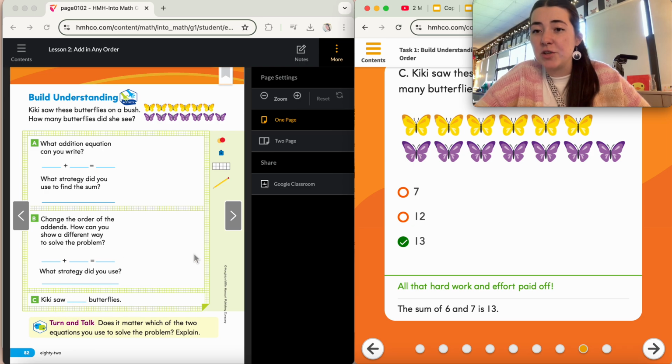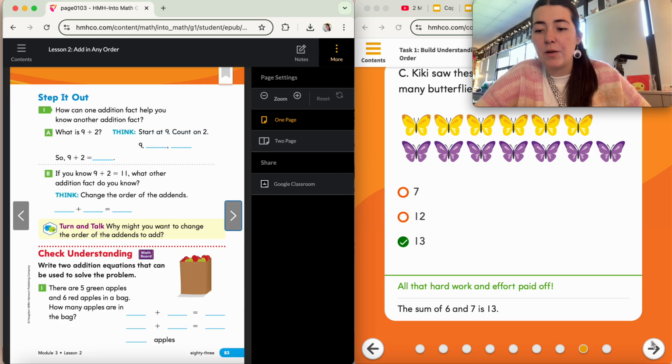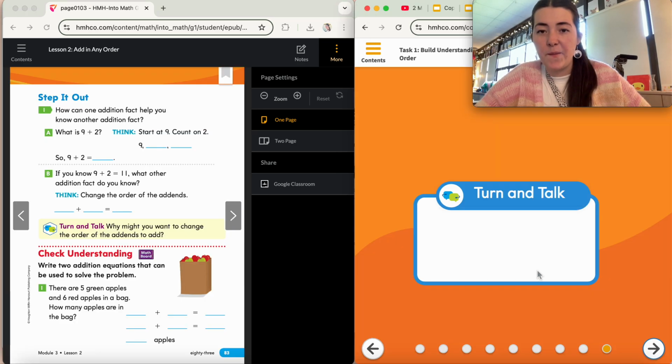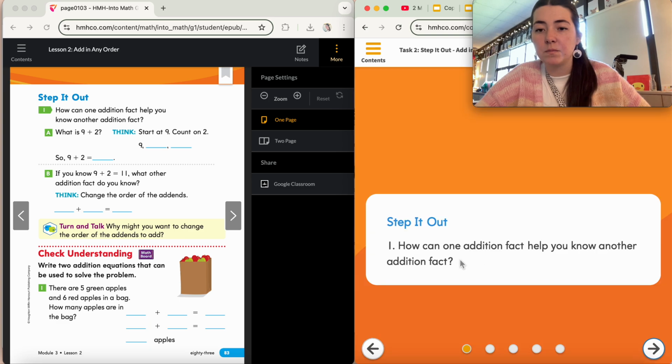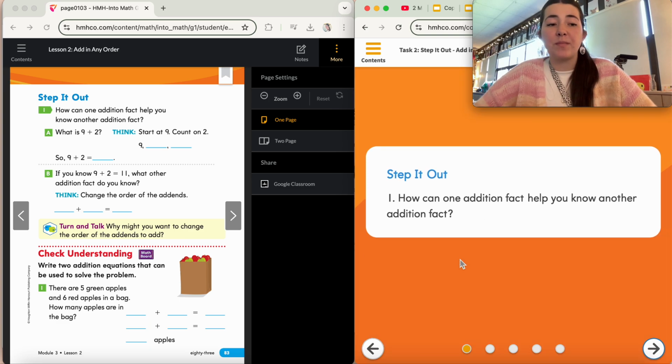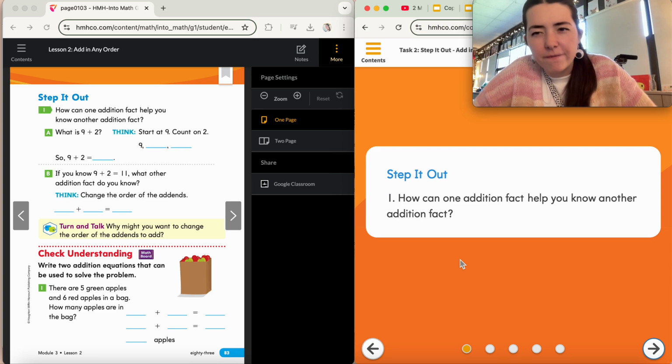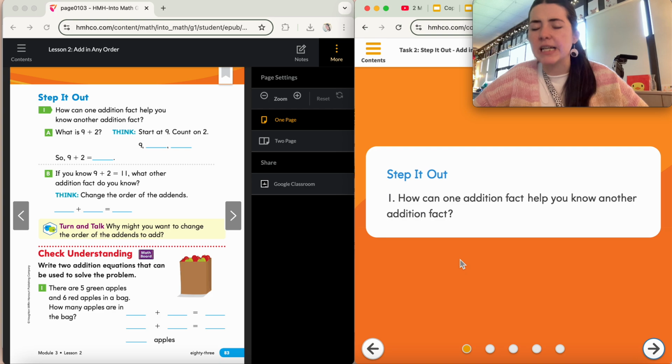And once you are ready to move on, go ahead and turn your page. If not, pause the video and take as much time as you need. We're going to go on to step it out. All right. This says, how can one addition fact help you to know another addition fact? That's a great question. Let's see if we can figure that out together.